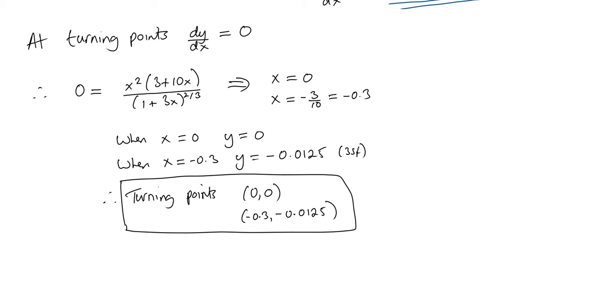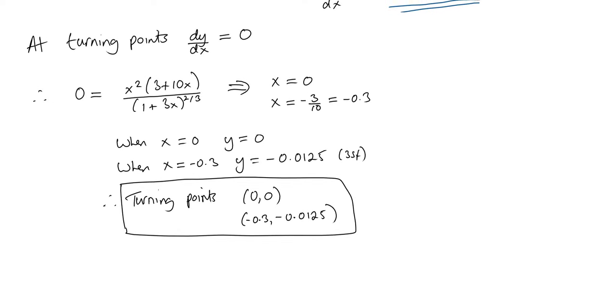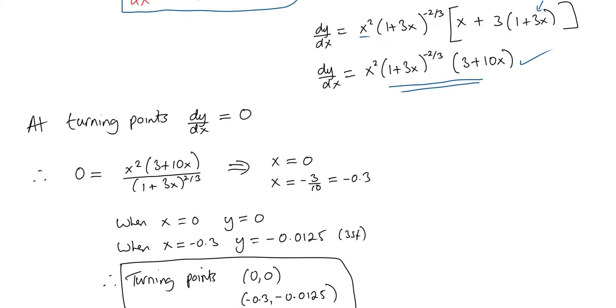So if I rewrite that, remember that because it's a minus power, we can put this term on the bottom. And so for this to be equal to 0, the top part must be equal to 0, not the bottom. The bottom cannot be equal to 0, because it would be infinity. So for that top part to be equal to 0, either x is equal to 0 or x is equal to minus 3/10, or minus 0.3.